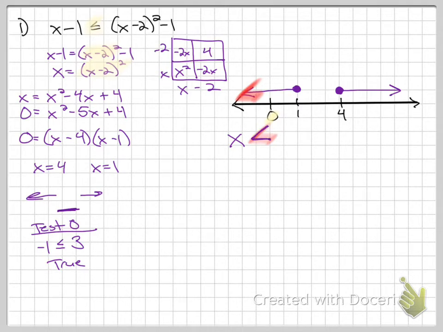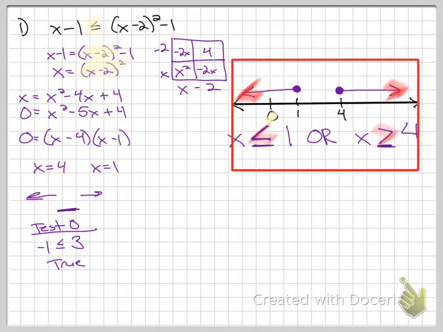So x is less than 1. There's a gap. Don't forget the word or. Use that arrow trick again. As long as I put x first, the way the arrow's pointing is the way my inequality is going to be pointing. Those are all the x's bigger than 4. They both need an equal to bar though, because these are solid dots. This whole thing is your solution.